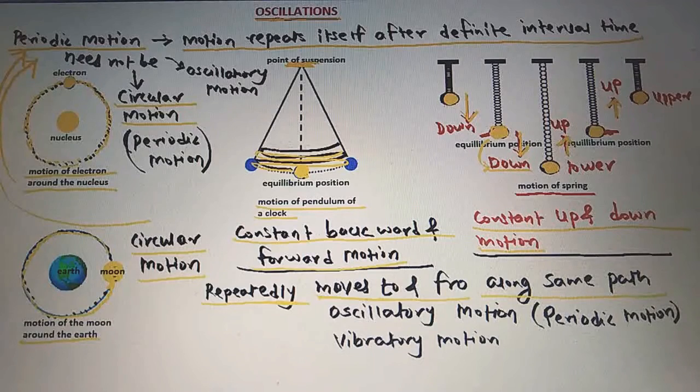स्प्रिंगचा पाथ आणि पेंड्युलमचा पाथ काय आहे? सेम आहे. तर पिरियोडिक मोशन जो आहे, इन अ पिरियोडिक मोशन when a body or a particle repeatedly moves to and fro along the same path, ज्या वेळेला पिरियोडिक मोशन मध्ये बॉडी रिपीटेडली मूव्ह करते टू अँड फ्रो अलॉंग द सेम पाथ, त्या मोशनला आपण बोलतो व्हायब्रेटरी मोशन किंवा ऑसिलेटरी मोशन. तर इथे पेंड्युलम आणि स्प्रिंगचे जे मोशन आहे ते ऑसिलेटरी मोशन किंवा व्हायब्रेटरी मोशन आहे.